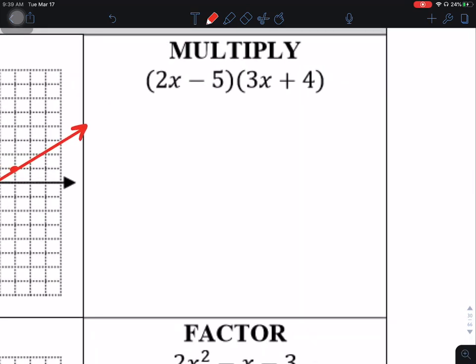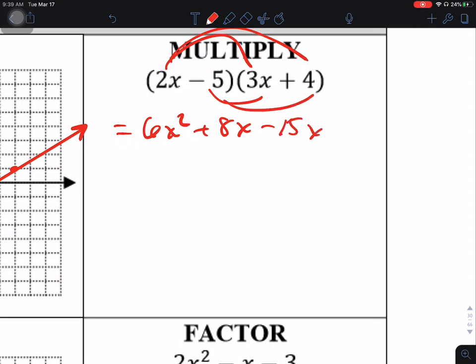Multiply these little fellas out. We got 2x times 3x is 6x squared. 2x times 4 is plus 8x. Negative 5 times 3x is negative 15x. Negative 5 times 4 is negative 20. Middle two terms are like terms, so we get this trinomial.